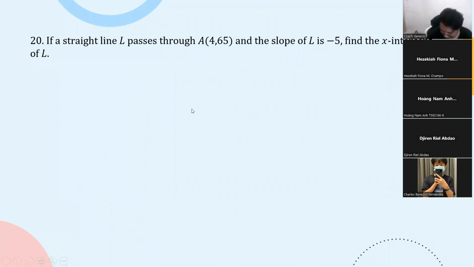Next, we have number 20. Sorry. If a straight line L passes through A(4, 65) and the slope of L is -5, find the x-intercept of L. So what do we do first? We let x be the x-intercept, because if you have an x-intercept, its y-coordinate is equal to 0. So you just let it x.